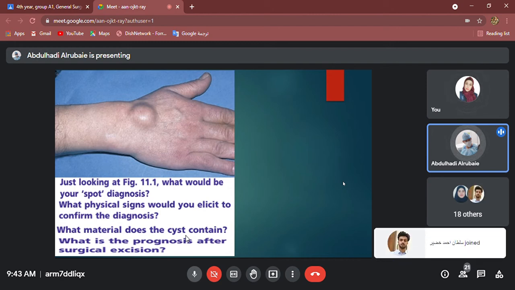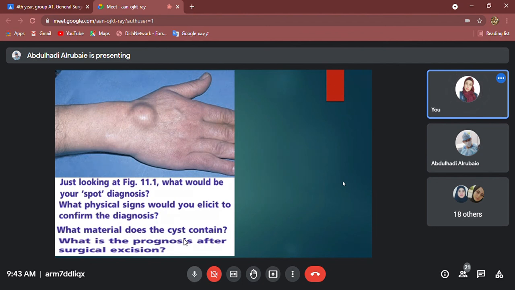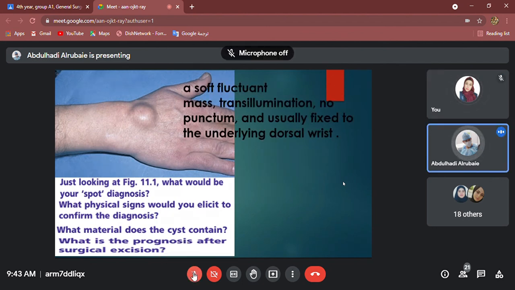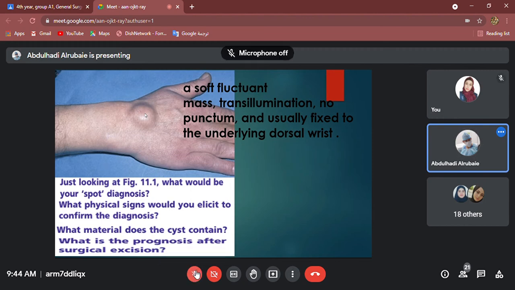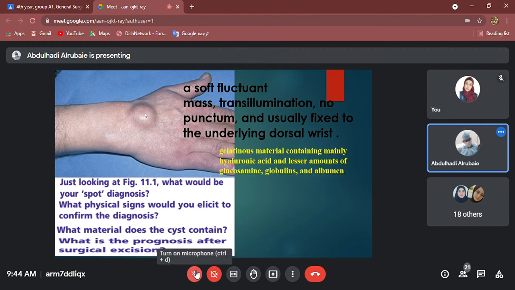What material can be seen within the cyst? Good. Gelatinous material, a soft fluctuant mass with transillumination, and there is no punctum. This is important. If we find a punctum, what does that mean? Sebaceous. Very good. Presence of gelatinous material containing mainly hyaluronic acid and a lesser amount of glucosamine, globulin and albumin.